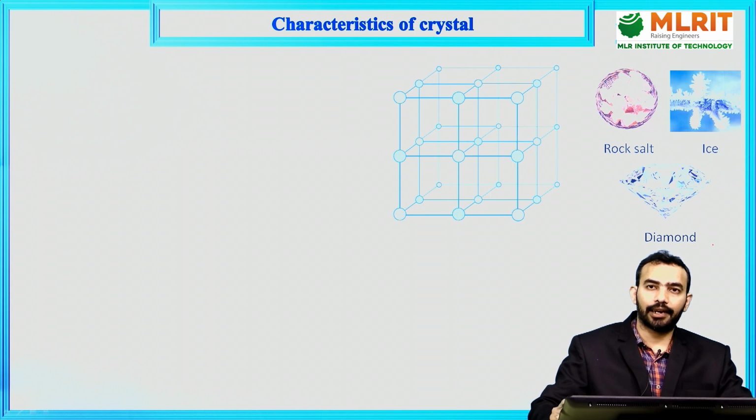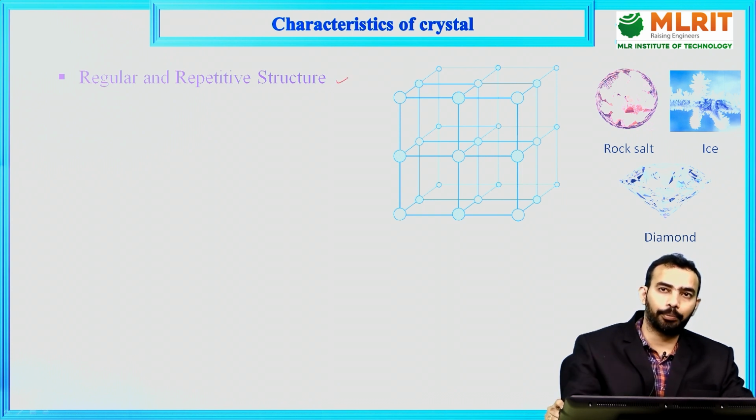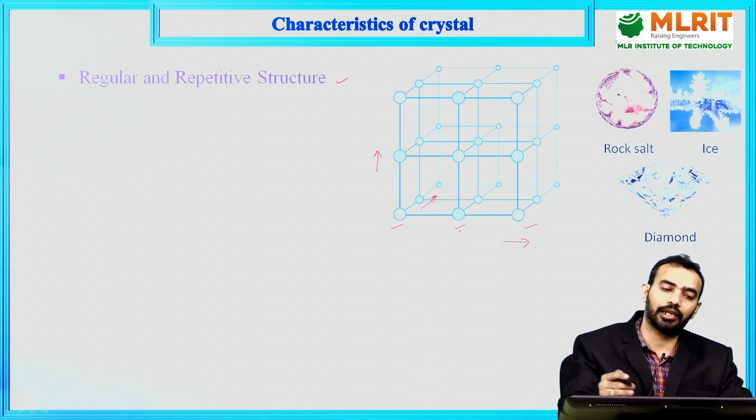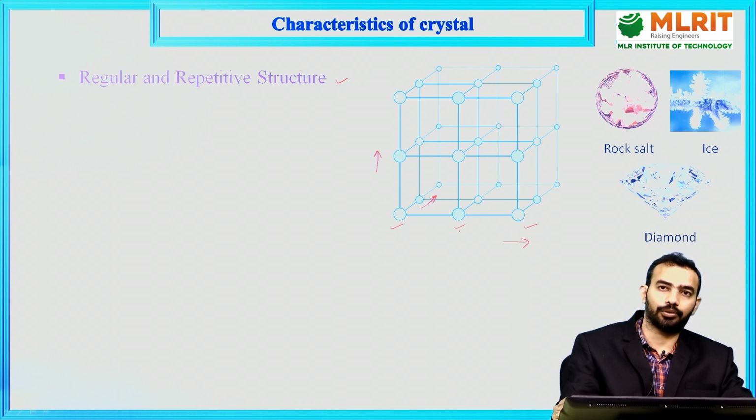Then if you look at the characteristics of a crystal, as we have seen in the definition itself, first it has a regular and repetitive structure. If you look at the atom arrangement in this figure, this is an atom, and adjacent atoms are arranged in this direction, this direction, and this direction. It is a three-dimensional array of atoms, and each and every atom is equispaced and regular, with a repetitive structure in three-dimensional space. So all crystals have a regular and repetitive structure, which is one of their characteristics.